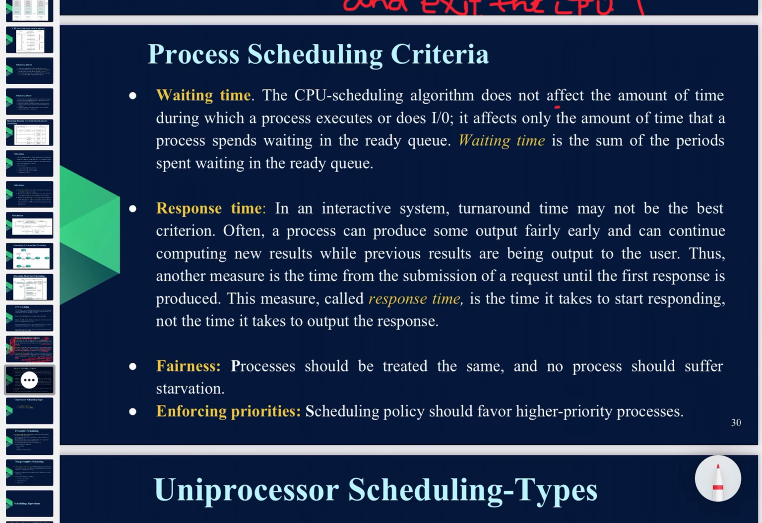Waiting time. The CPU scheduling algorithm does not affect the amount of time during which a process executes or does IO. It affects only the amount of time it spends waiting in the ready queue. So it does not calculate the amount of time it takes to get the IO transfer done or the amount of time it executes. What it counts is how much time it waited in the ready queue. Waiting time is the sum of the periods spent waiting in the ready queue. So how much time it waited inside the ready queue.